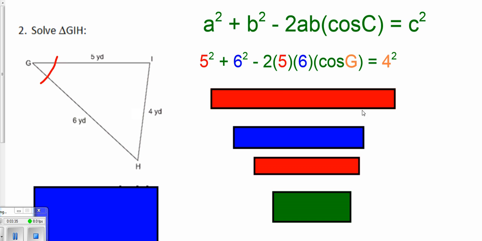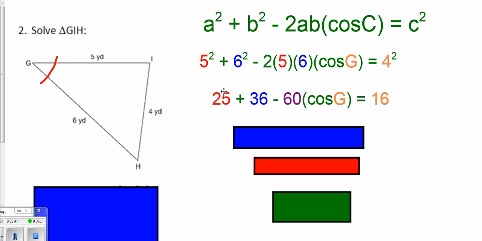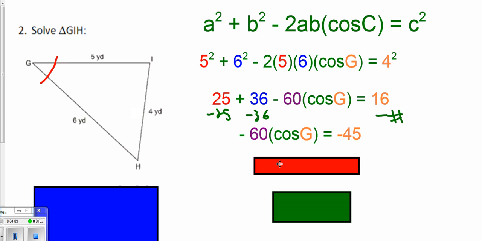4 squared. Now, to simplify it down, 5 squared is 25, 6 squared is 36, 2 times 5 times 6 is going to be 60, so it's 60 times the cosine of G. All of that equals 16, 4 squared. To get rid of these, we'd have to subtract 25 and subtract 36, which means we're subtracting all of those numbers over here. So we're left with negative 60 times the cosine of G equals negative 45.